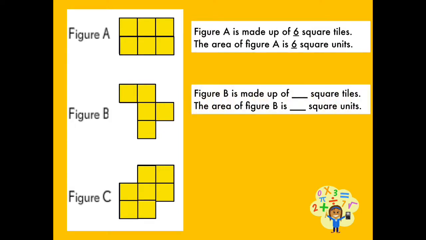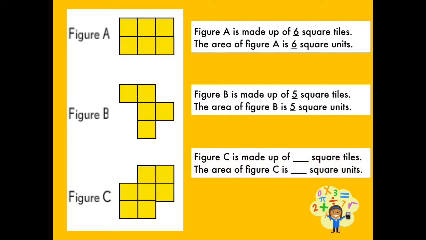How many pieces of square tiles make up figure B? Figure B is covered with 5 square tiles. We can say that the area of figure B is 5 square units. How many pieces of square tiles make up figure C? Figure C is covered with 7 square tiles. We can say that the area of figure C is 7 square units.